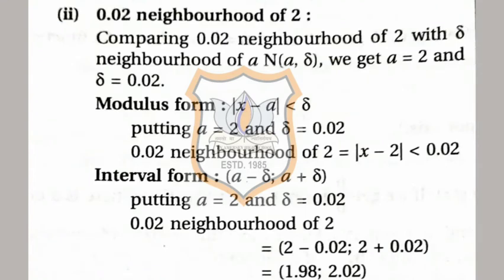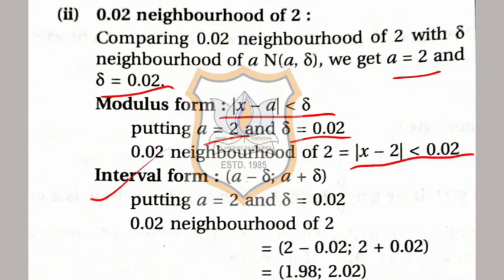Let's solve the second one. 0.02 neighborhood of 2. In this also, as I have done in the previous one, what is A? 2. And what is delta? 0.02. Now the modulus form is mod of x minus A is less than delta. Let's substitute A is equal to 2 and delta equal to 0.02. So we will have mod of x minus 2 less than 0.02.